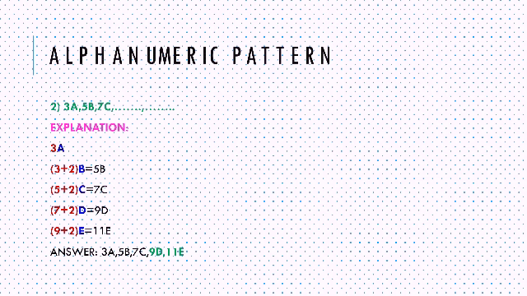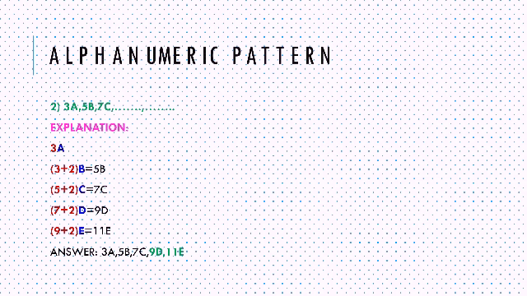Now look at the alphabets. The alphabets are increasing as we read the alphabets. After A comes B, after B comes C. Then after C will come D, after D will come E. So in your fourth blank, the blank after 7C will be 9D, and the blank after 9D will be 11E. So your answers will be 9D and 11E.